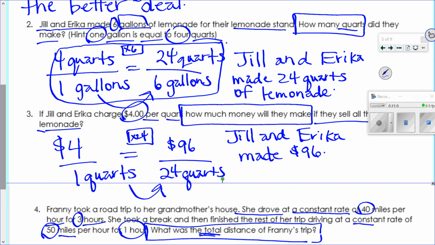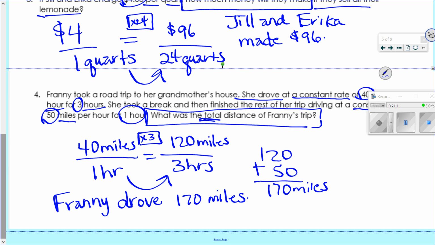Even if you set it up correctly, the numbers aren't the greatest, so you may make a math error, but if you've set it up properly, you're still getting most of the credit. The answer isn't worth as much as the setup is. Hint, hint. Make sure you're setting it up correctly.